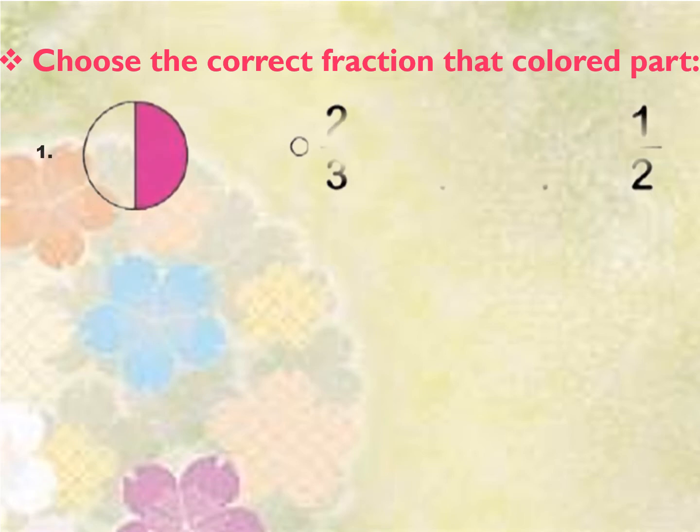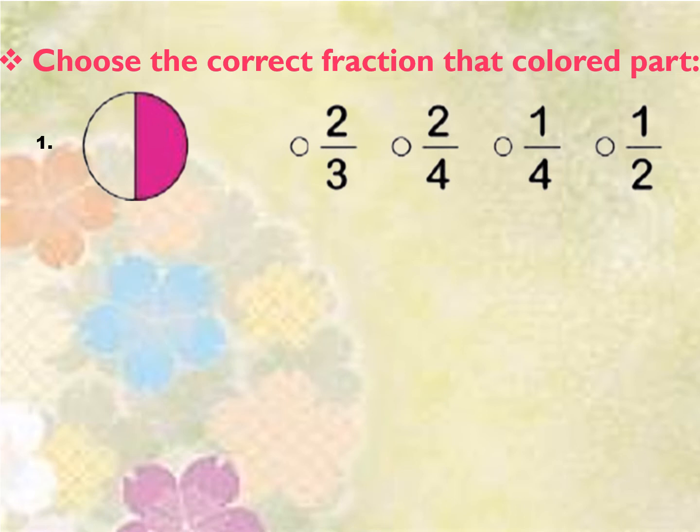Choose the correct fraction for the colored part. I have this circle divided into 2 parts, one part colored and one part not colored. So remember the definition, the number of the colored parts over the total parts. So here, how many parts are colored? 1. And the total parts, 2. So the first one, no. The second one, no. The third one, no. 1/2, so the fourth one. The answer will be the fourth one, 1/2, half.